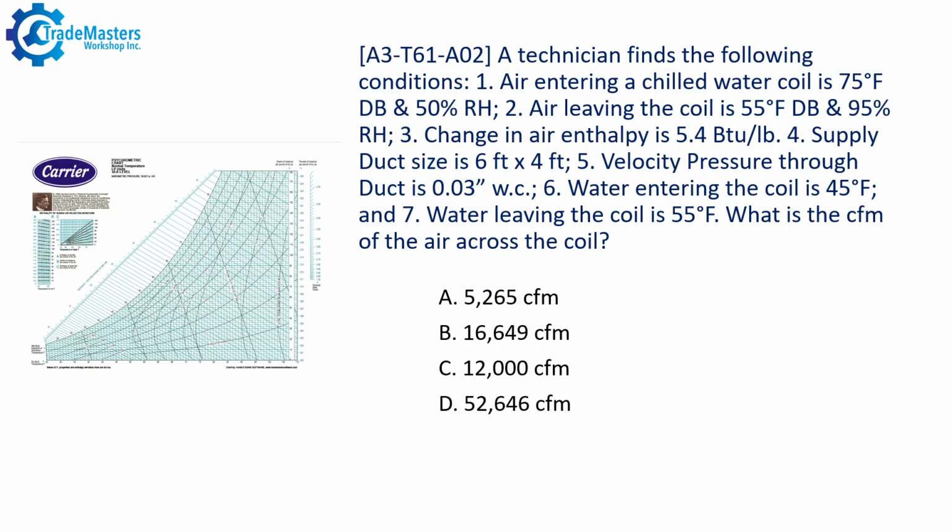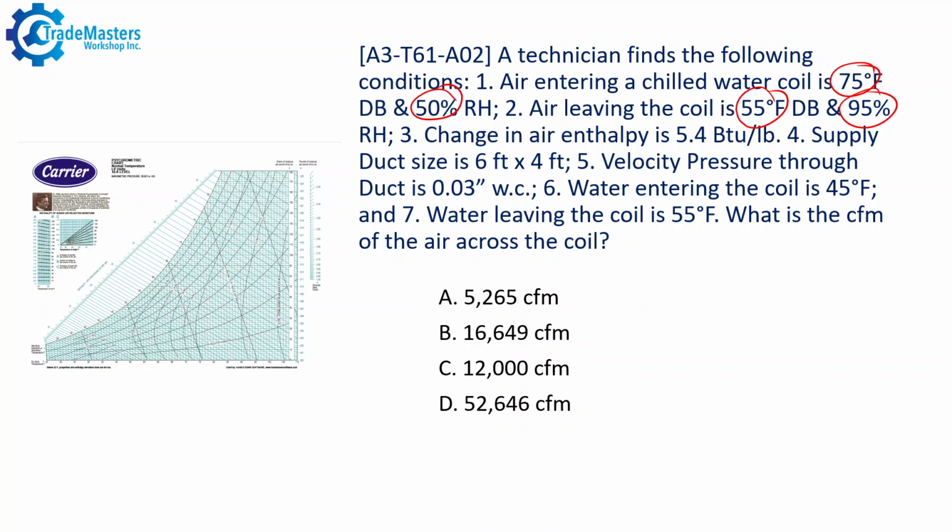A3T61A02, which is the second question, is interested in the changing air conditions, or air characteristics, as air passes through a chilled water coil. The conditions haven't changed from the previous question. We still have our 75-degree air entering the coil with a relative humidity of 50%. It is cooled to 55 degrees Fahrenheit, and its relative humidity picks all the way up to 95%.